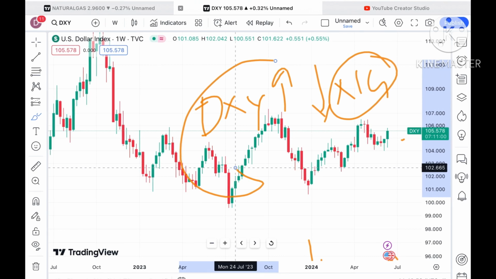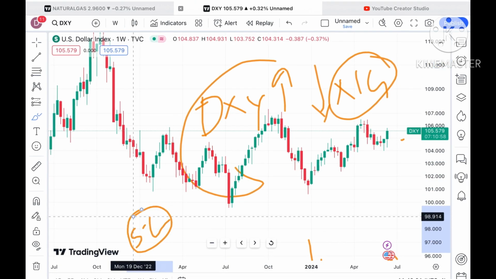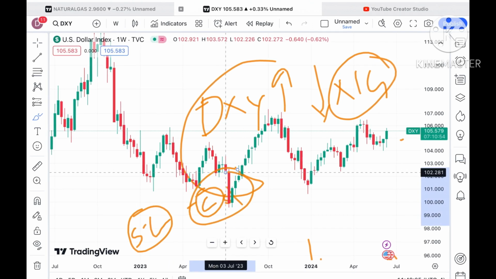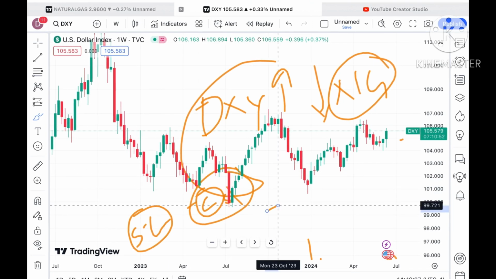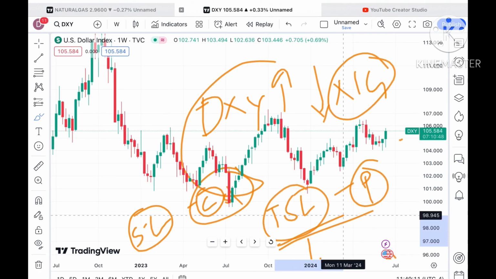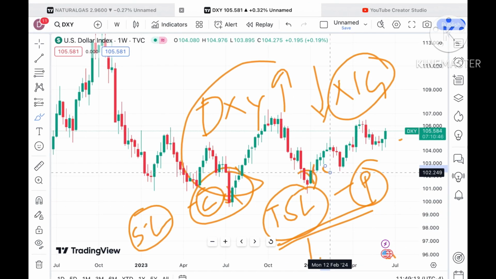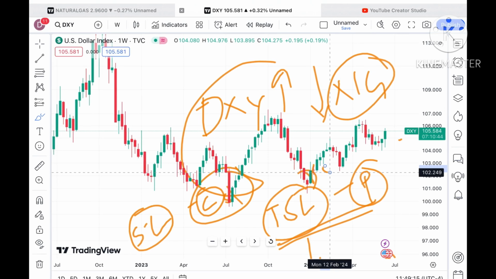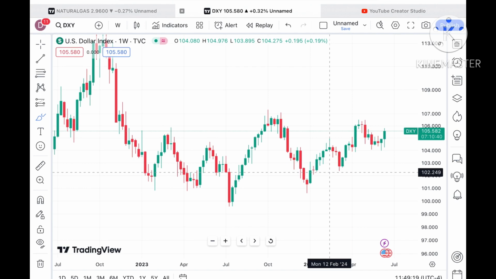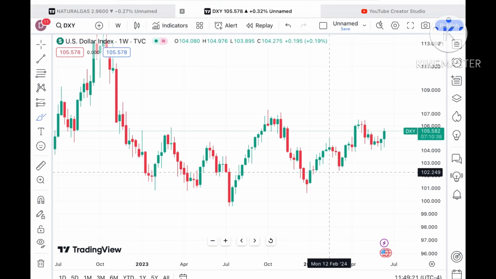That means if the dollar index increases, natural gas comes down, and vice versa. So to reduce the uncertainty, you have to put your SL so that your capital can be saved. And once you are in profit, always try to trail the profit so that you can get the maximum number of trades with a good profit.